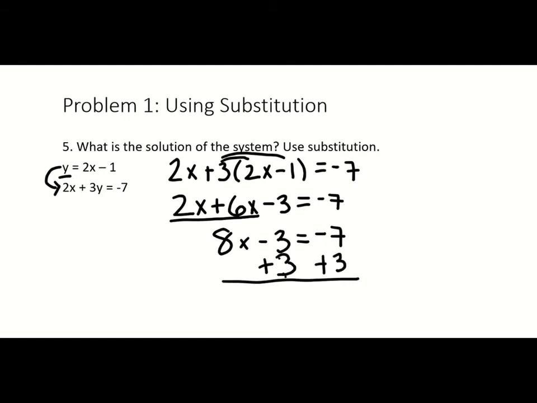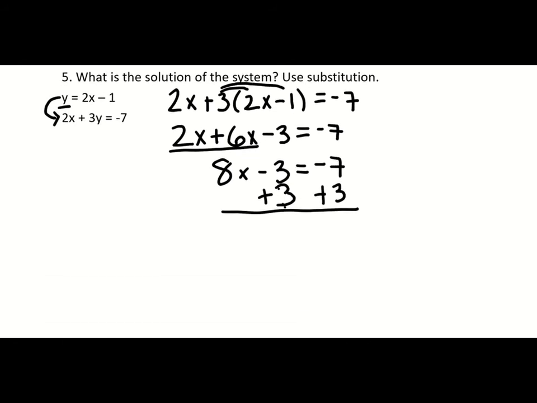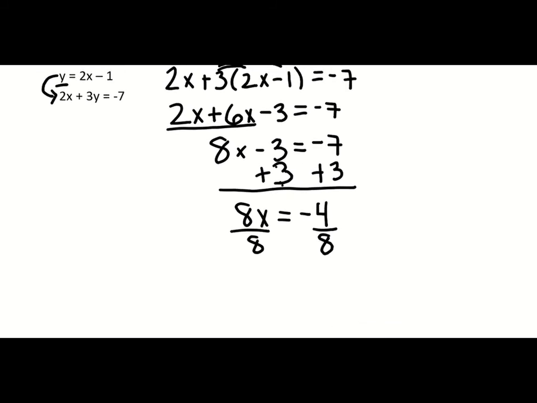Let me move this up a little bit. When I add 3 to both sides, I'm going to be left with 8x equals negative 4, which I'm then dividing by 8. Make sure you're simplifying your fractions. So in this case, x would be negative 1/2.